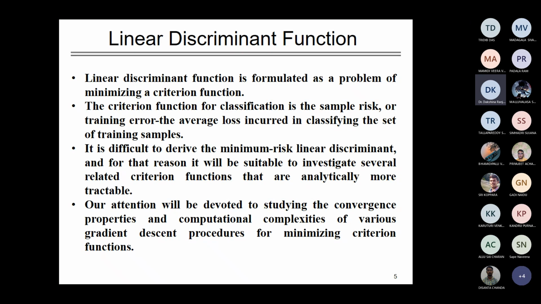So similarly here we can get the same criterion function, and over it we can get the minimization of the criterion function. For that we need to study the convergence properties and the computational complexities of various gradient descent procedures. So here we can introduce the various gradient descent procedures to obtain an optimal value for the criterion function.